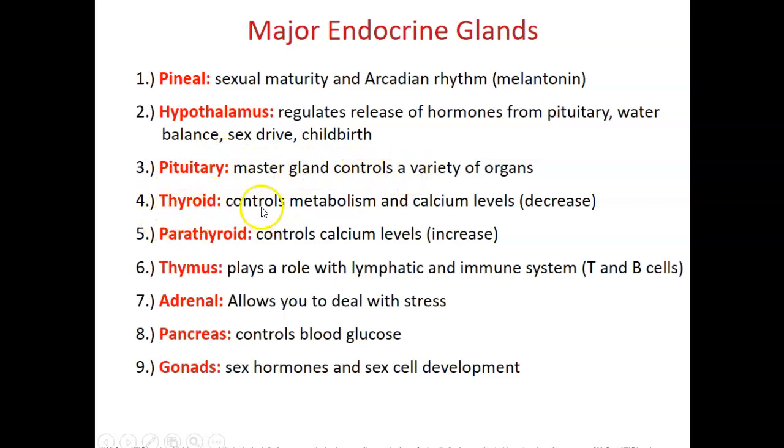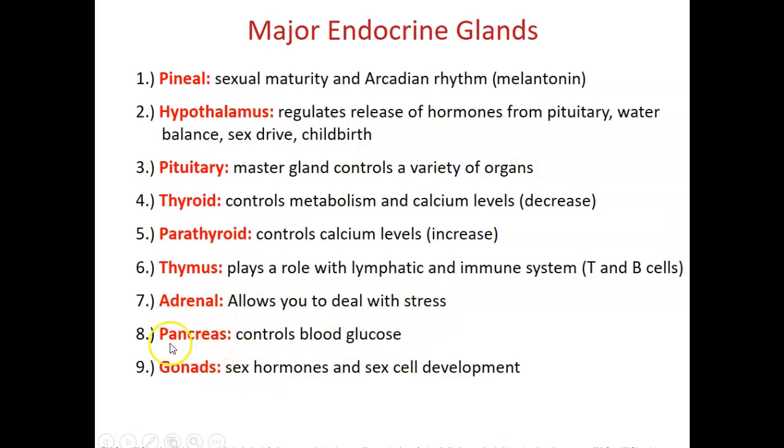The thyroid gland controls metabolic rate and calcium homeostasis. The parathyroid gland controls calcium level. Parathyroid hormone released from this gland will increase the calcium level in the blood. The thymus plays a role with the lymphatic and immune systems, controlling the secretion and function of the T cells and the B cells. The adrenal gland is located on top of the kidney, and it allows people to deal with stress.